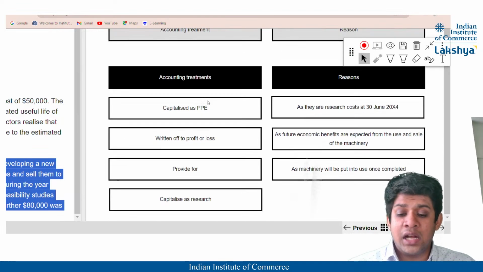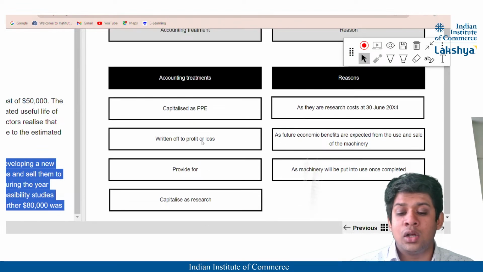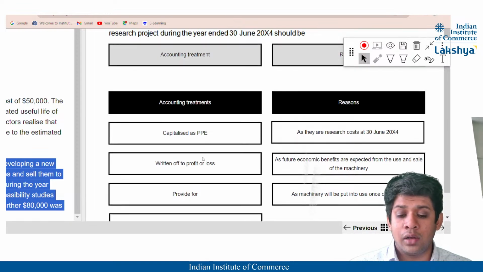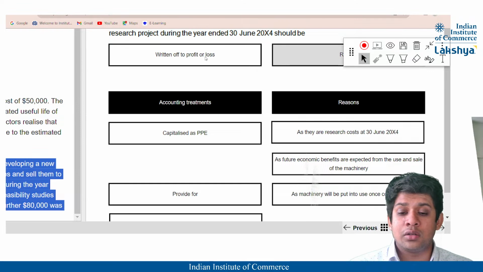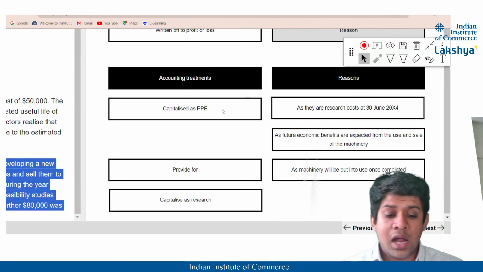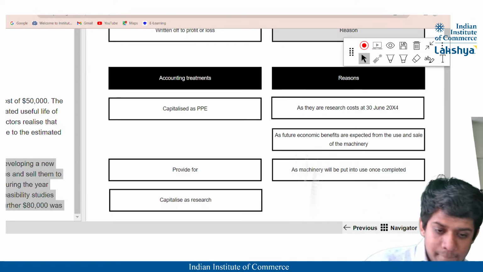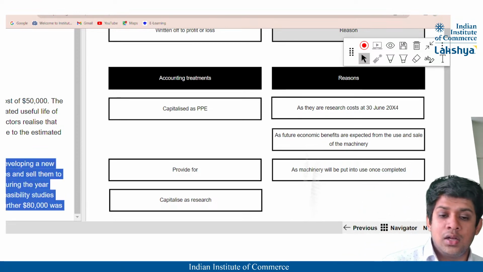Okay. So firstly, the accounting treatment of that $25,000 will be written off to P&L. So I'll just pick this box. Okay. And I will post it here. Okay. Written off to P&L. And the other scenario, they are saying, yes, it will be visible like this, right?